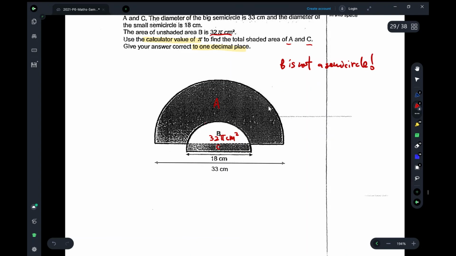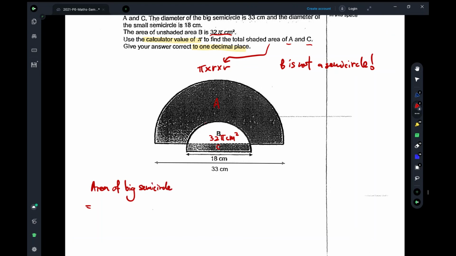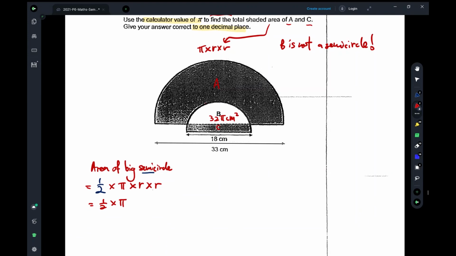Okay, so like I say, area. Alright, so let's write down the formula before we forget. Pi times r times r. Area of big semicircle. Because it's a semicircle, so I need to remember to apply half. Okay, then multiply by pi times r times r. Can't just leave it as pi first, because at the very end we need to use the calculator pi to give the answer to one decimal place. Now the radius is not 33, this is the diameter. So 33 divided by 2, 16.5.